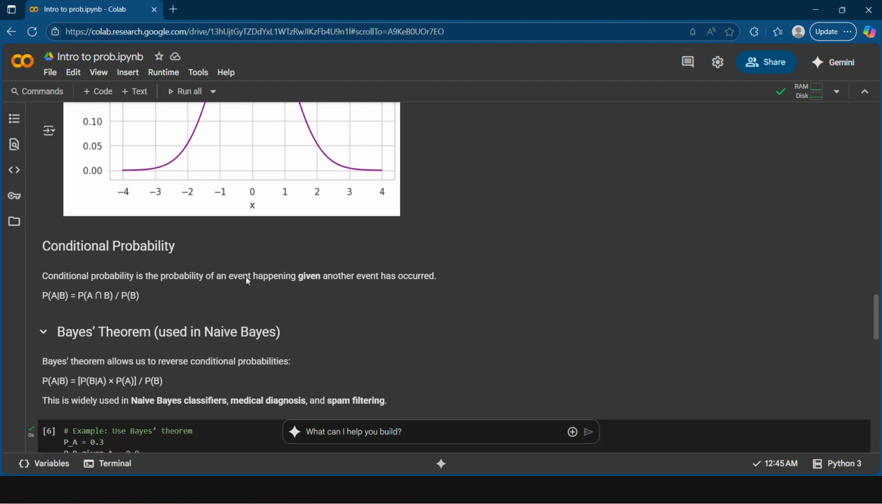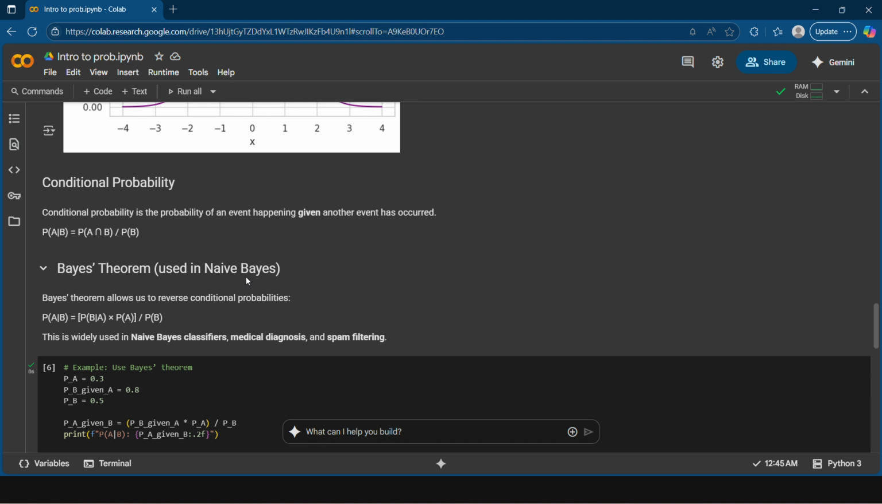So now comes conditional probability. It's the probability of an event happening given that another event has already happened. It tells us that the event is happening when the other event has occurred. So this is how conditional probability works. I already gave the formula: P of A given B is P of A intersection B divided by P of B.